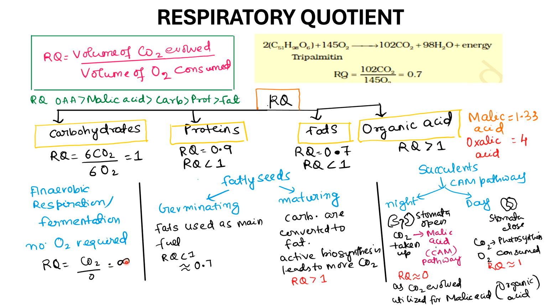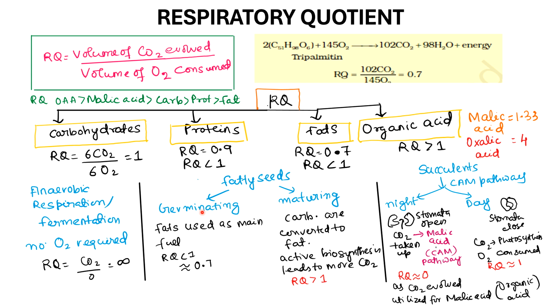It becomes infinity. Okay. Now, if we see the fatty seeds, in the maturing condition in which fatty acids are synthesized, a lot of active biosynthesis leads to more carbon dioxide being produced. So RQ value becomes more than 1. Why? Because carbohydrates are converted to fat, and this active biosynthesis leads to more carbon dioxide with respect to oxygen. So RQ value becomes more than 1.